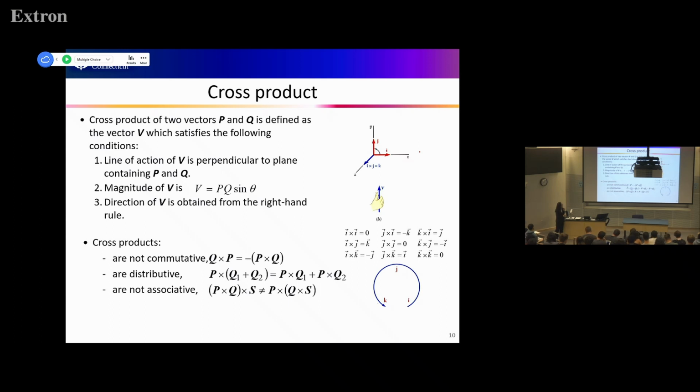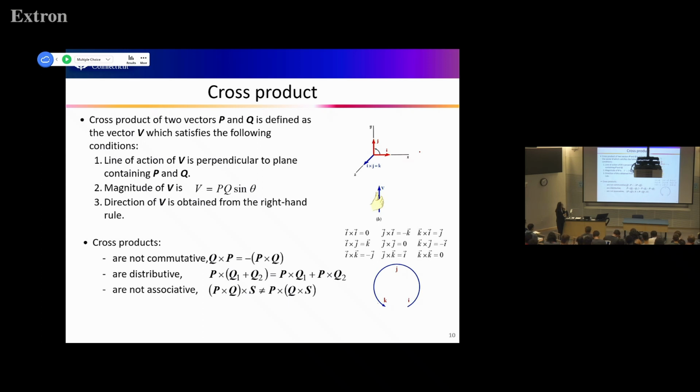If I, J, K are unit vectors of X, Y, Z, then I cross I is 0, J cross J is 0, and K cross K is 0, right? Why does I cross I equal 0? Yes, because theta is 0 right here, so this is 0.